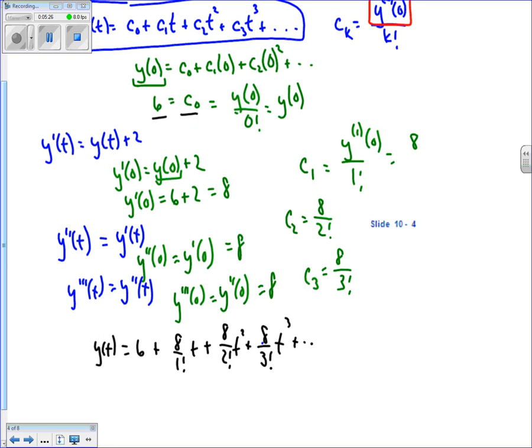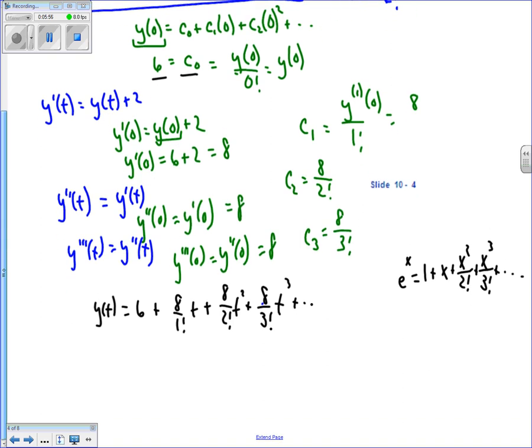Now, if you recognize this, it looks a whole lot like e to the x. Remember, e to the x is equal to 1 plus x plus x squared over 2 factorial plus x cubed over 3 factorial. The power of the variable and the factorial match, so the only difference is that 8 at the front. What I want to do here is just add and subtract a term to make this come out in a really nice way.